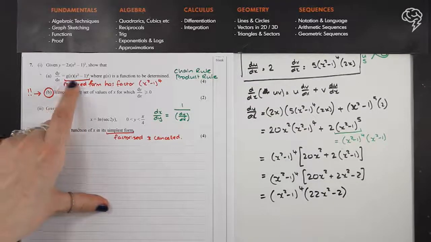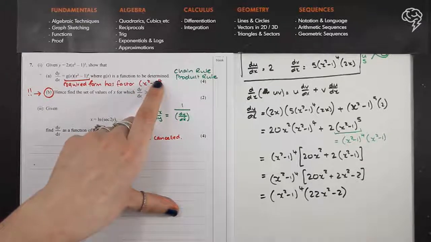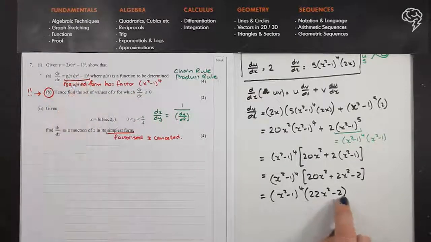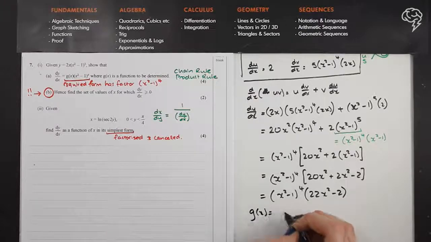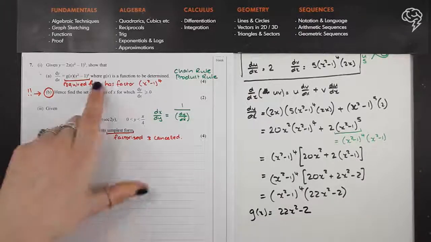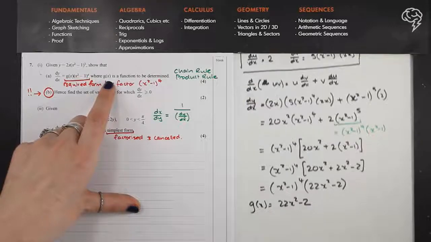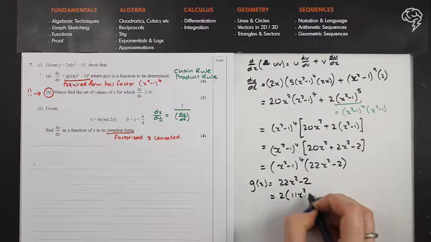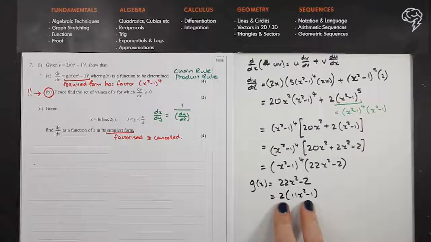Okay, g of x is a function to be determined. The function to be determined is 22x squared minus 2. Now, it doesn't actually say giving g of x in its simplest form, but if it did, we would need to pull out that common factor of 2, and that would be g of x in its simplest form.